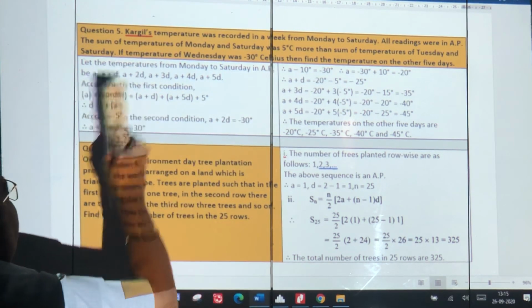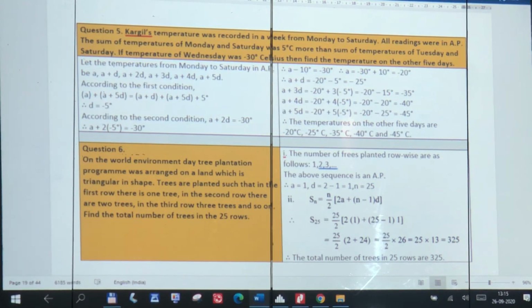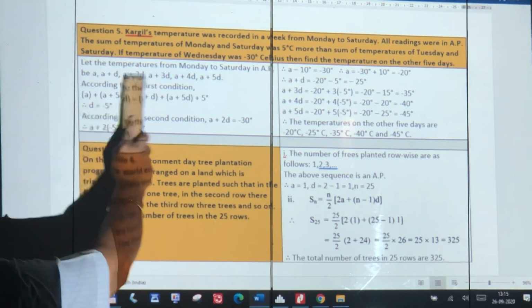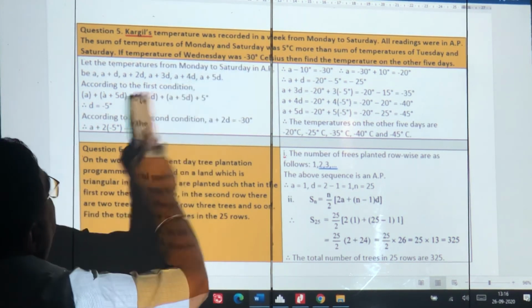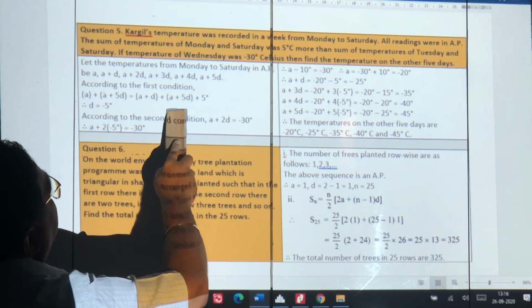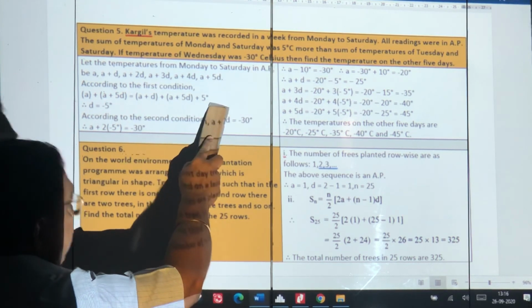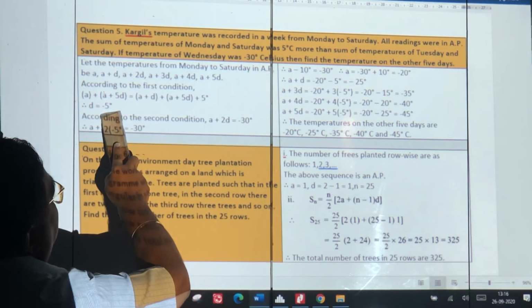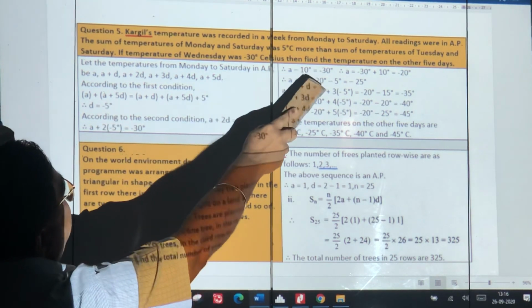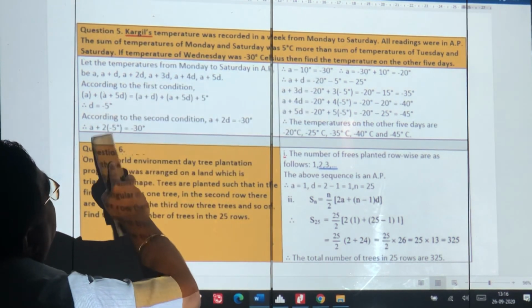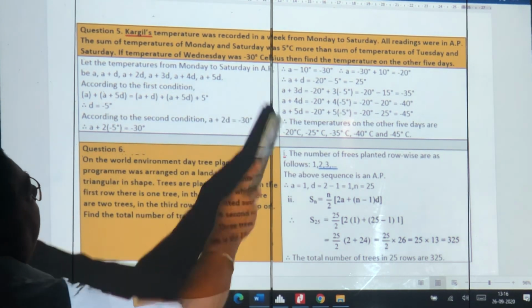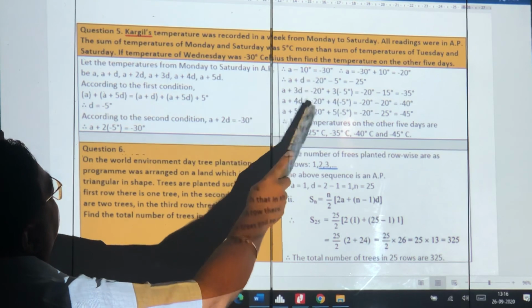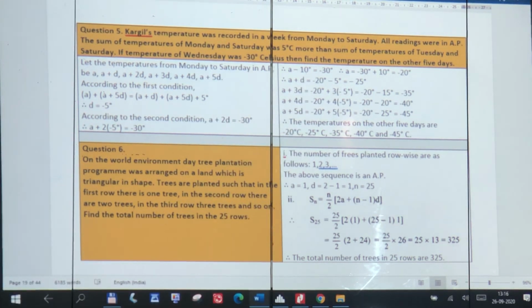So I remind you once again. First count the number of days as 6. Write the 6 terms. Then add Monday and Saturday, which is equal to the other sum plus 5 degrees more, and that is how you get the difference. Then the second condition is given: Wednesday temperature is -30. That is how you will get a. After that you have a + d, a + 2d, a + 3d, a + 4d, a + 5d. This is how to do the sum.